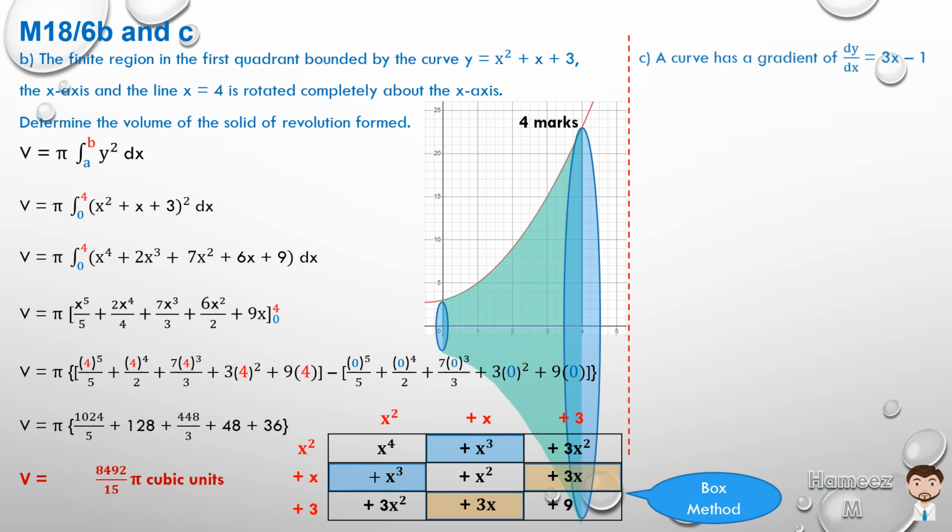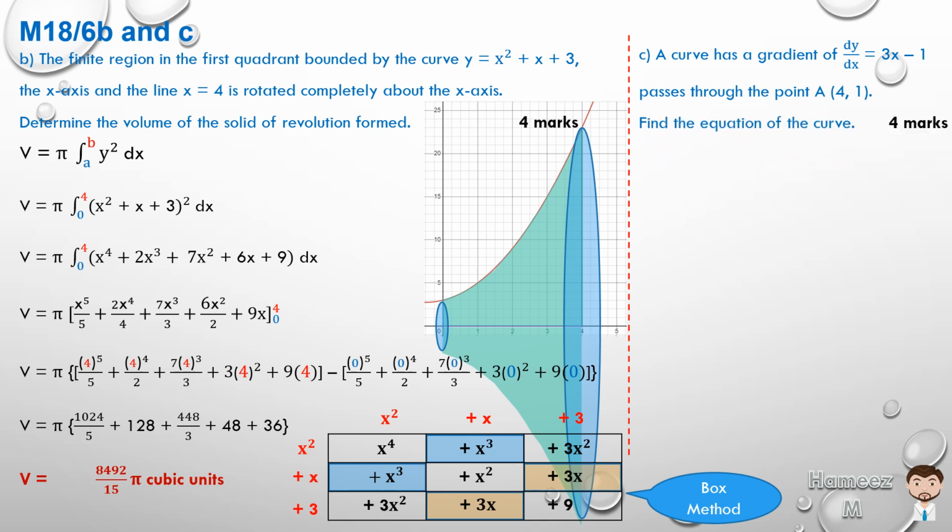A curve has a gradient of dy dx equal to 3x minus 1, passes through the point A (4, 1). Find the equation of the curve. And this is similar to what we've done in the year before, in May 2017. So dy dx is equal to 3x minus 1. And if we want to find y, we can integrate both sides with respect to x.